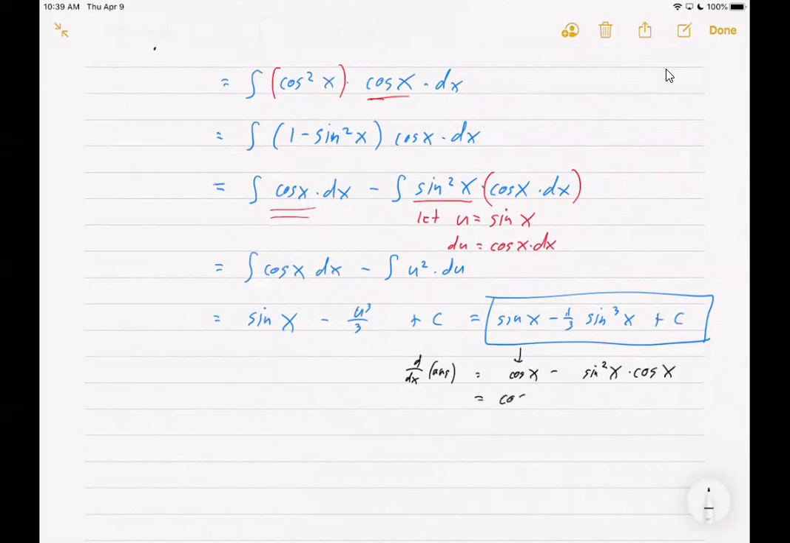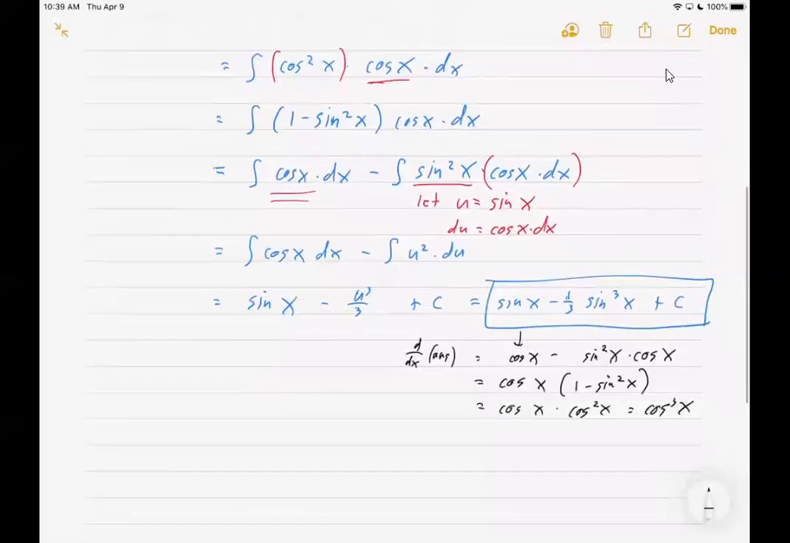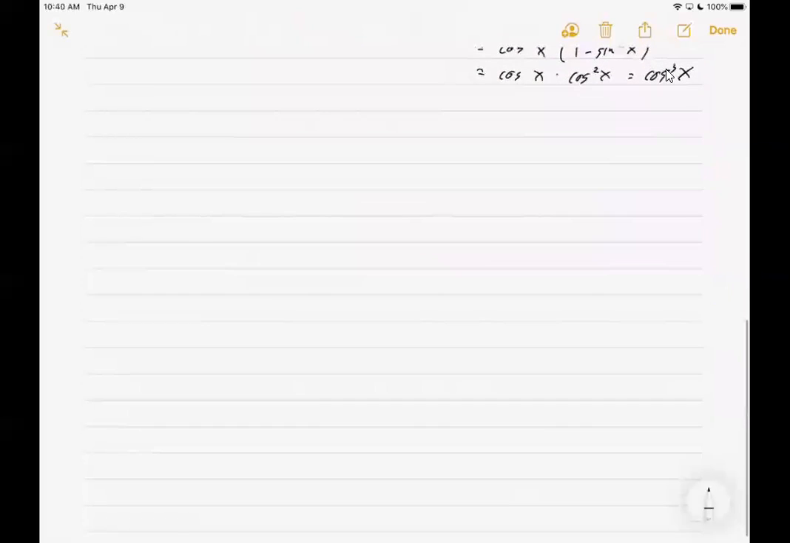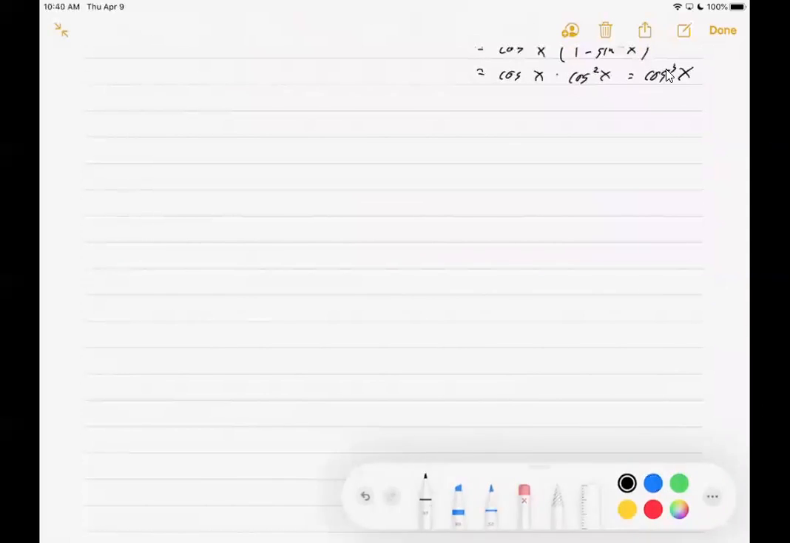So that's cosine of x times 1 minus sine squared of x, which we know is cosine of x times cosine squared of x, which is in fact cosine cubed of x. So it did in fact work, right? Let's do 2 more examples. I won't do the check on all of the examples, but you can always check by taking the derivative of your answer. Make sure you get back to your integrand.